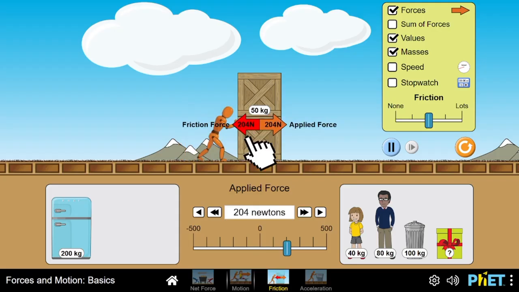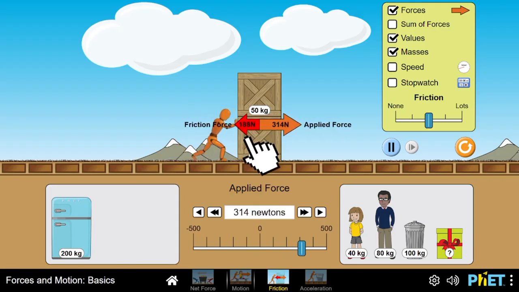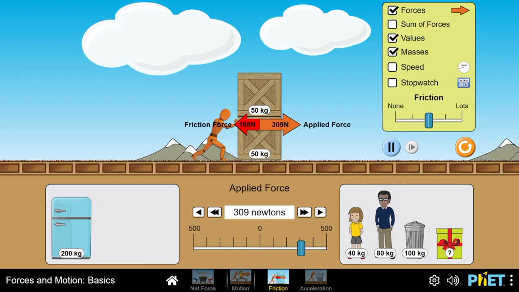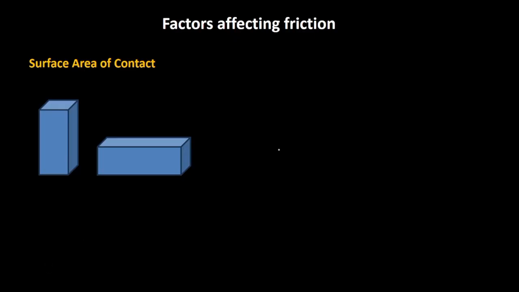Now as I'm trying to move this, you are able to see that the frictional force is 188 Newton, which is much greater than the previous frictional force. So we can say as the normal reaction increases, the frictional force also increases. Now finally, let's understand how the surface area of contact affects friction.